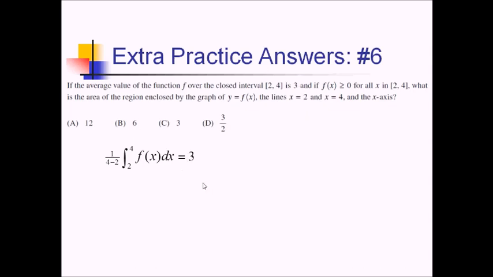Great. So we wanted to figure out the area of the region enclosed by f of x. Well, that area that you're looking for between 2 and 4 is this integral right here, without all this stuff out in front. So we're actually just going to multiply both sides by 2, since this is 1 over 2, to get 6 over there. And now this says pretty much exactly the area under my curve from 2 to 4 has a value of 6. So that would be choice B.